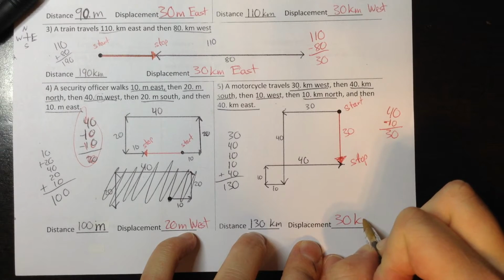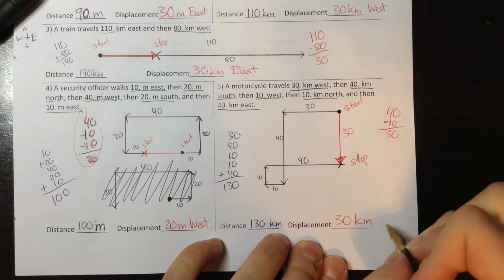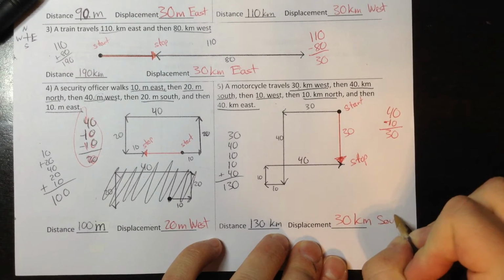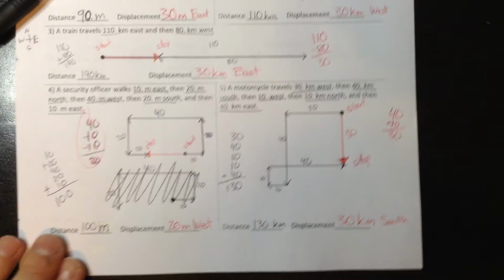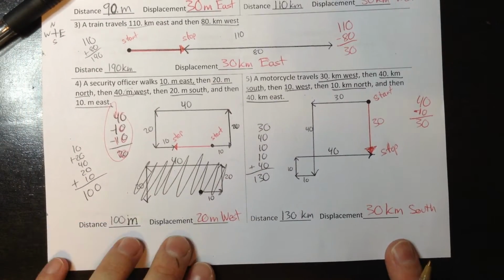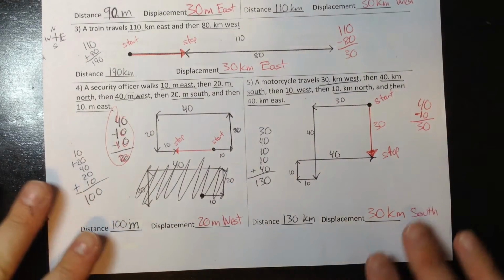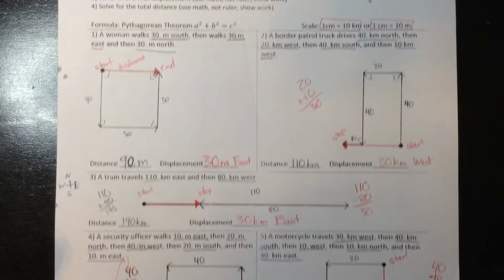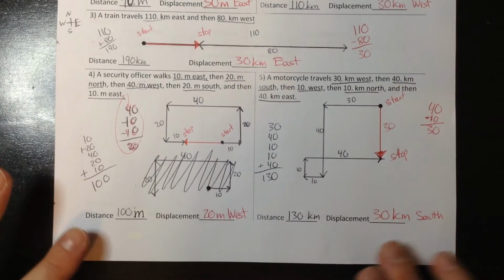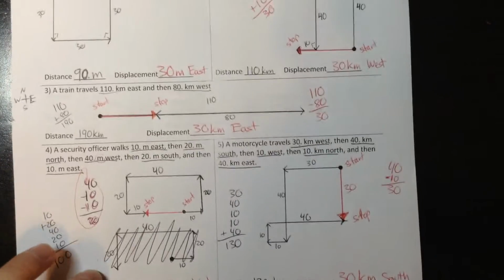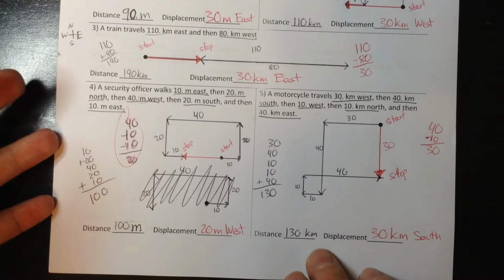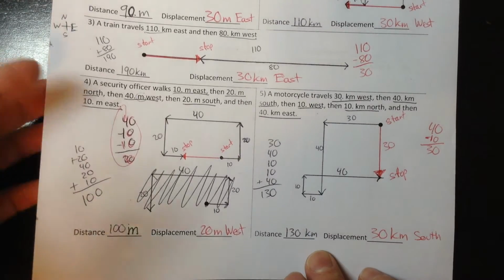30 kilometers, and the arrow is pointing south. Okay, so distance versus displacement in these vector diagrams. All the ones we've been doing have been nice straight lines, a nice east, north, south, east, or west. Okay, 90-degree angle turns.